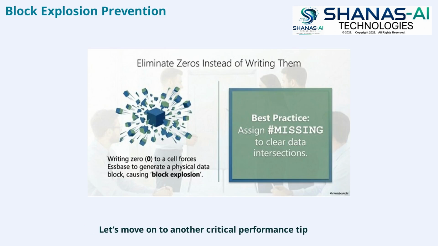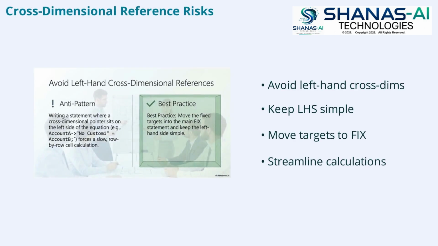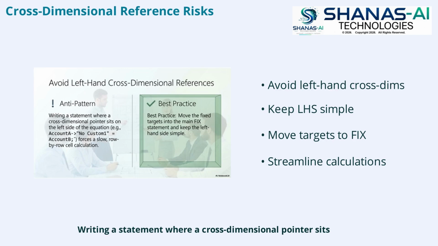Let's move on to another critical performance tip: avoiding left-hand cross-dimensional references in your rule statements. Writing a statement where a cross-dimensional pointer sits on the left side of the equation forces slow, row-by-row cell calculations. This can significantly degrade performance, especially in large datasets. The best practice is to move fixed targets into the main fixed statement and keep the left-hand side simple. By doing so, you streamline calculations and maintain optimal engine speed.